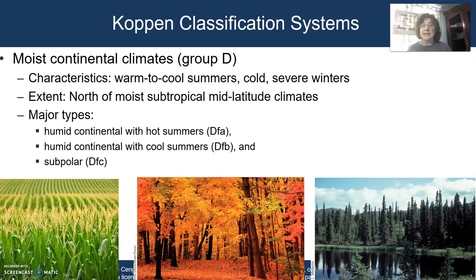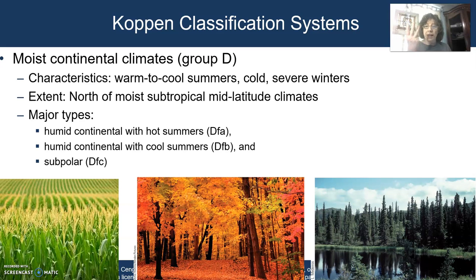And when we get to D, which I think of as the Catskills and the ski areas up north, these are moist continental climates that are known for their warm to cool summers. That's why people go to the Catskills and Vermont to try to get away from the heat, but cold, severe winters, which is why you ski there. These climates are changing because they are more extreme, so they are more prone to change. They're generally north of the subtropical mid-latitude climates.